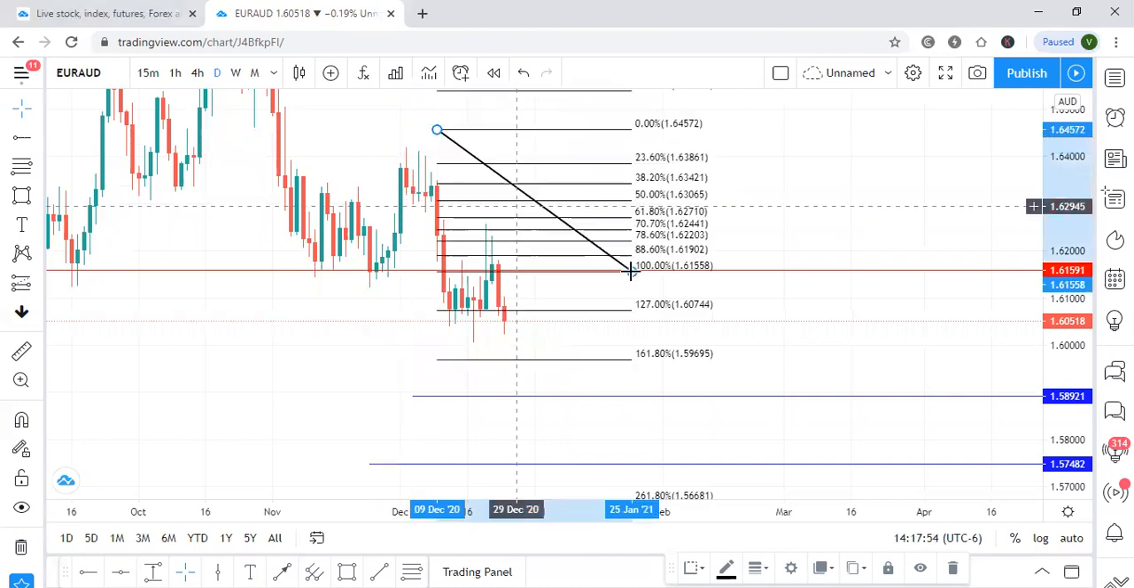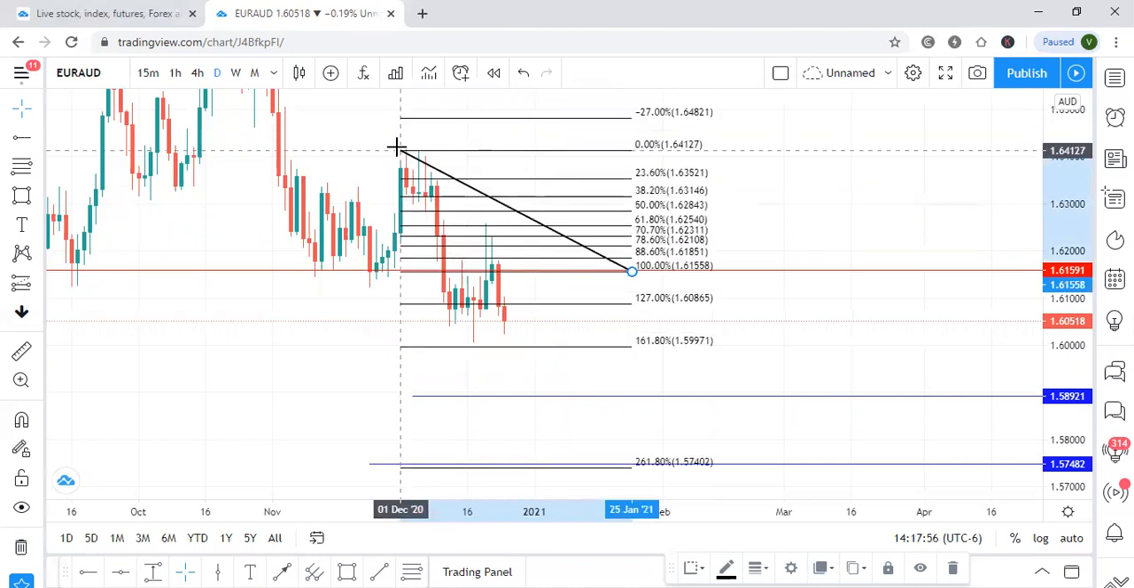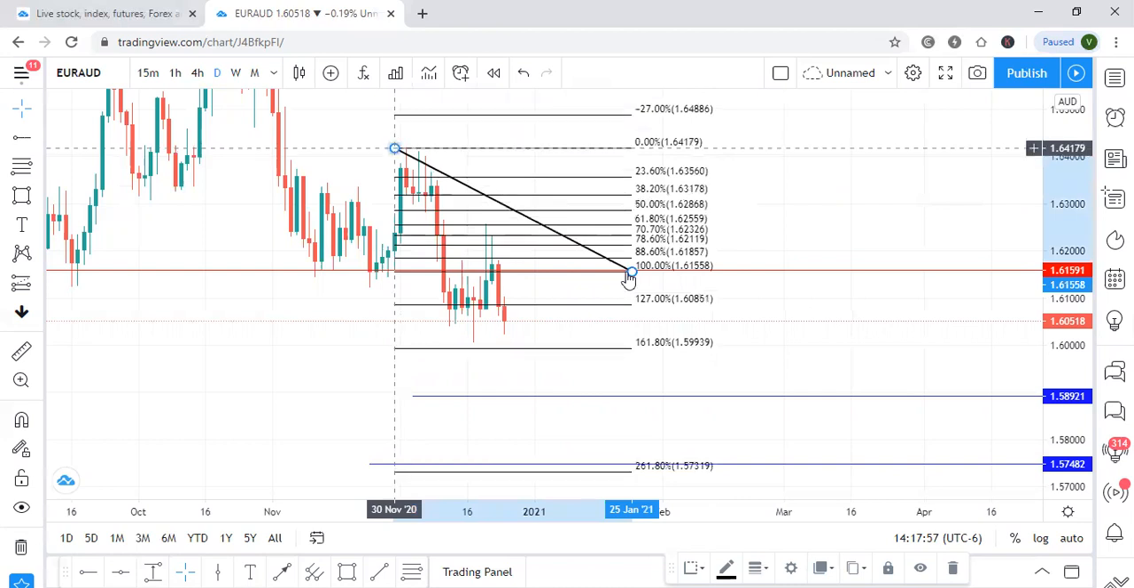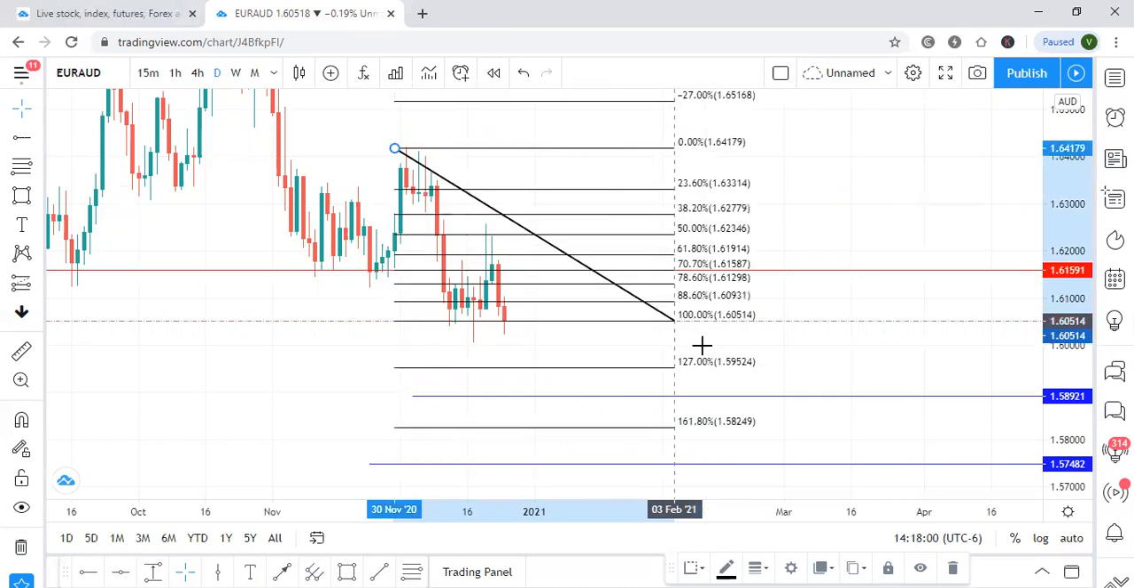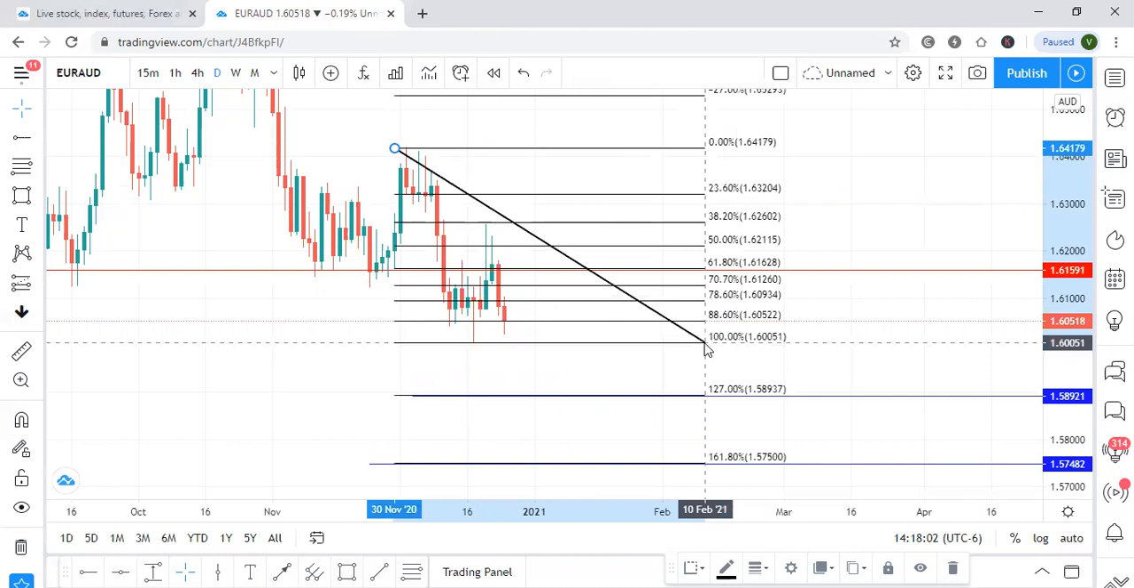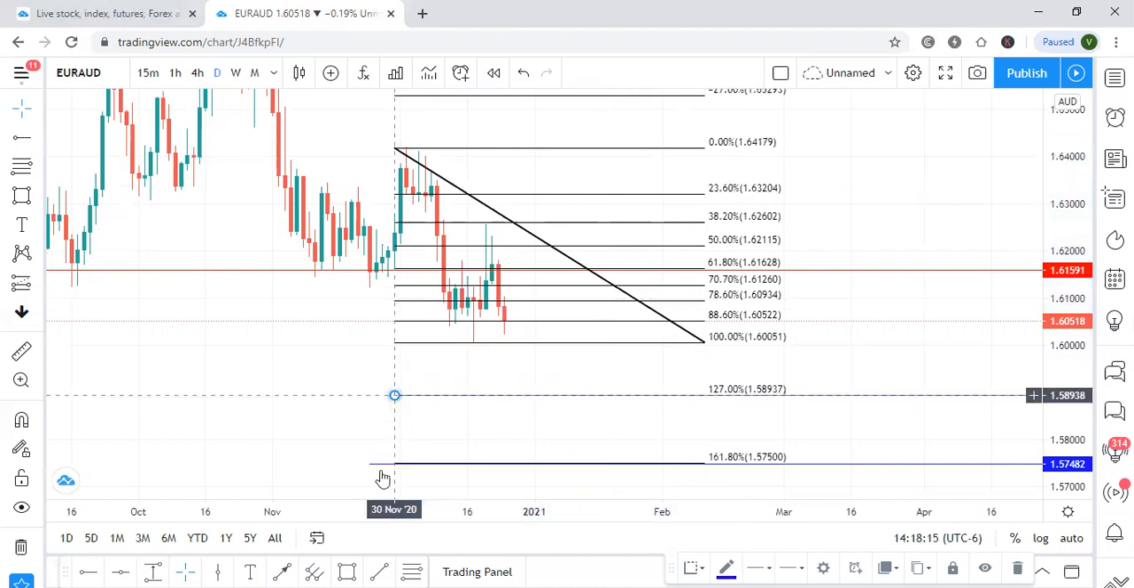Let me make the reverse of this fib. It's still the same thing, I just like using the reverse sometimes. You can see price got to the 50% level after breaking through 61.8. It's all the same thing. So now this is our first take profit level, and this is our second take profit level. So now what are we saying?